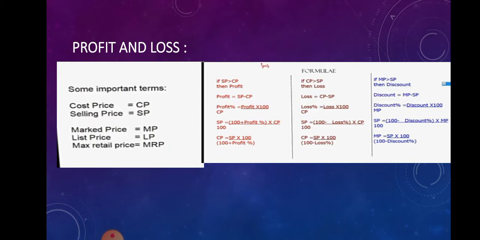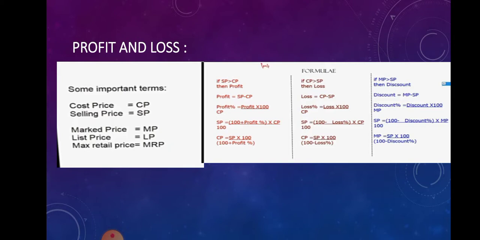So profit is what? When we are buying something and selling something, if we buy at the lowest price and sell at the highest price, meaning selling price is greater than cost price, we will get profit. So how do we get profit? Selling price minus cost price. If we subtract cost price from the selling price, we get the profit.